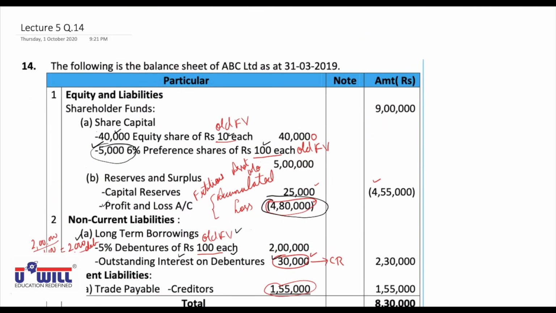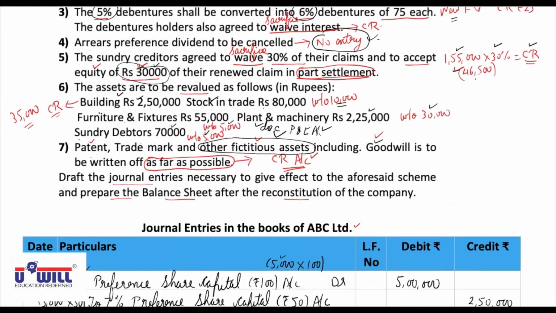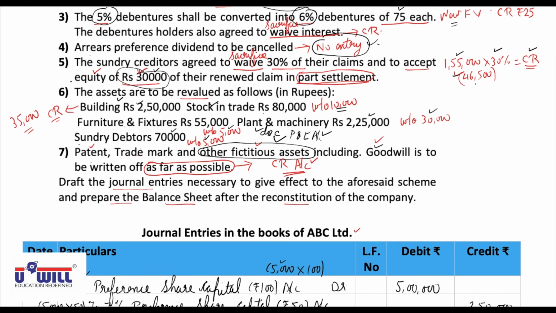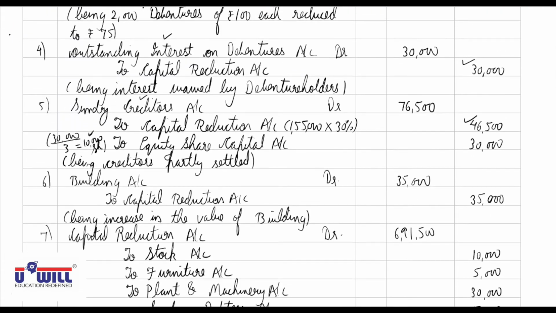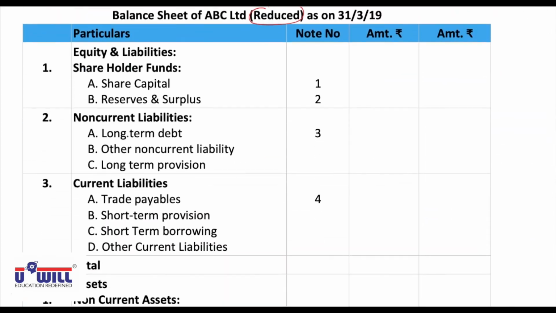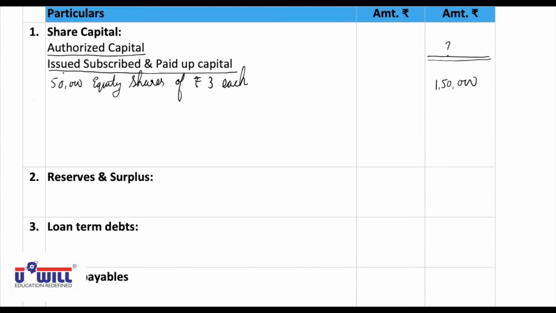I repeat, how is it obtained? 40,000 equity shares already there in the old balance sheet, plus sundry creditors are given equity shares of 30,000, as you can see in the fifth adjustment. As the face value is 3 rupees, we discussed in the fifth entry that 30,000 divided by 3, 10,000 equity shares will be issued for that. So 40,000 existing shares plus 10,000 issued to creditors, total shares issued are 50,000 equity shares of 3 each.